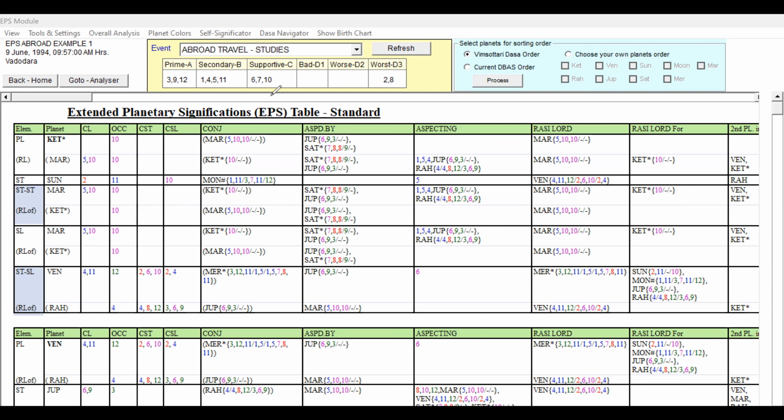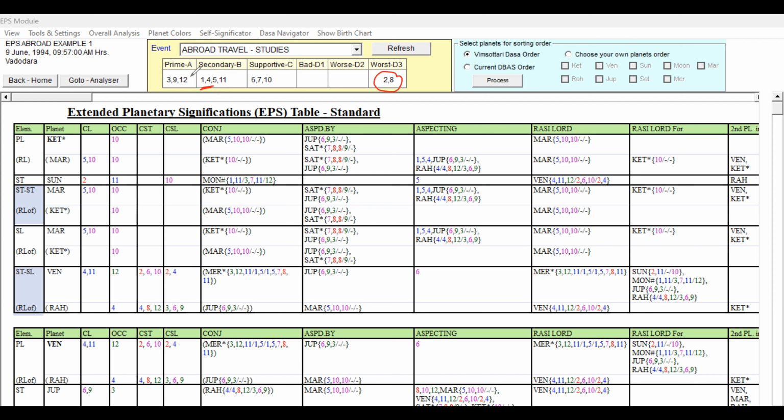You can see the ABC favorable and unfavorable significations, and only the second house and eighth house are given under the unfavorable. That too is D3, I mean worst. No D2, no D1, because as I said, the fourth house is supposed to be weak for travel. But since the purpose of travel is studies, the fourth house is given under secondary. It means it is an important house, because the travel is for studies.